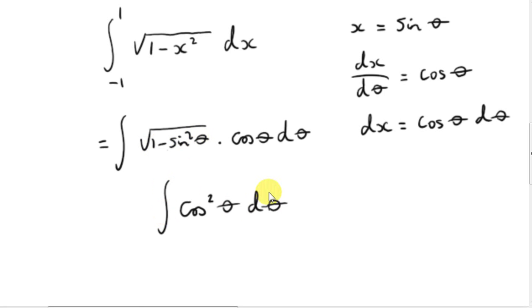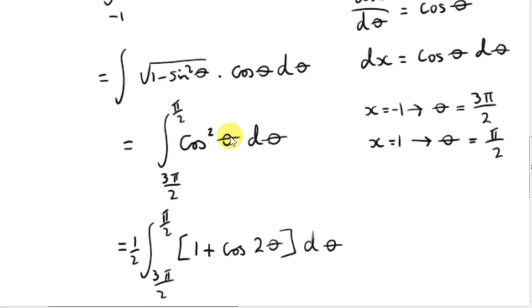Alright, let's get our limits. So when x is -1, what is theta? Well, in degrees, theta is 270 degrees, but we want everything in radians. So that's 3 pi over 2 radians. 3 times 90 degrees. 3 times pi over 2. Okay, we're in a quadrant where the sine function is negative. If x is 1, we see that theta is 90 degrees, or pi over 2 radians.